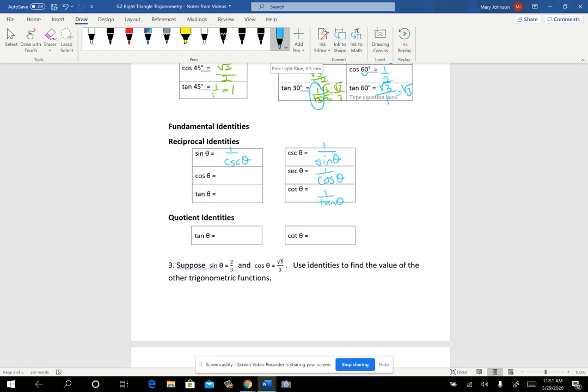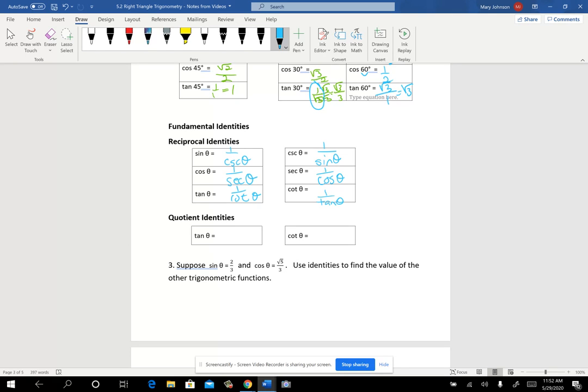And you should never just write cosecant. I know it's tempting, but I really want you to think about it in terms of function notation. So cosecant by itself really doesn't have any meaning. It's a function of some angle. In this case, cosine would be 1 over secant, and tangent would be 1 over cotangent.